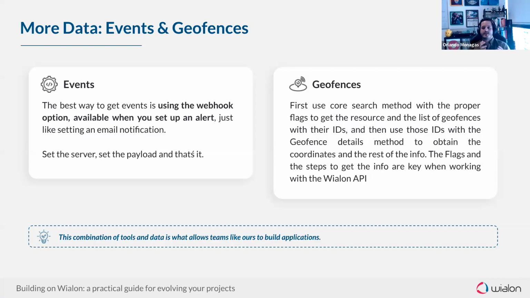The first one would be the events. And we have found that the best and easiest way to get the events is using the webhook option, which is available when you set up an alert directly in the platform, just like setting an email notification. So you set the server, establish the payload, and that's it, right? Then again, your app will need to interpret that payload, but that's how you receive them, right?